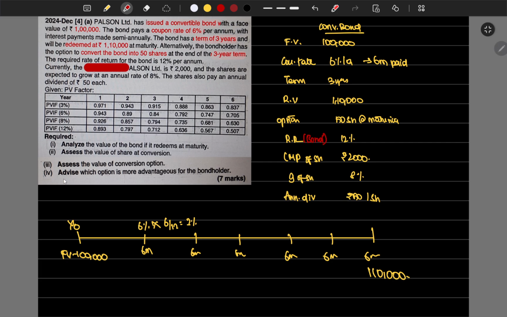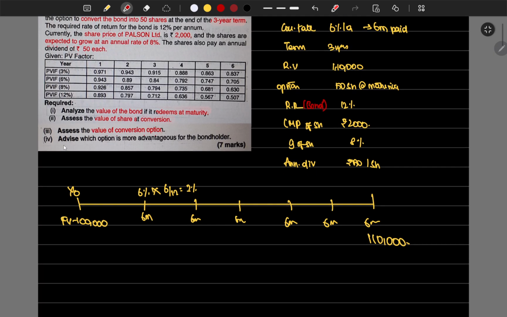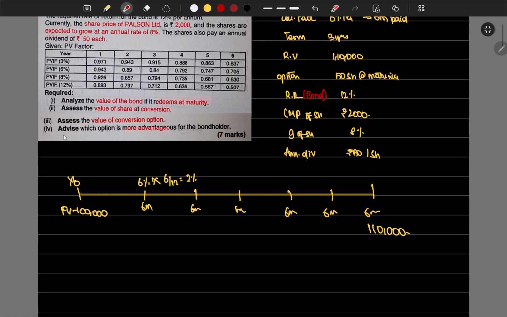For that they have given the share price of Paulson Limited, which is 2000. Currently the shares are expected to grow at an 8% rate, and the dividend also they have given. With the PV factors, they have asked us to find the value of the bond redeemed at maturity, the value of the share at conversion, and the value of the conversion option. Whichever is advantageous we have to find. Let's quickly start solving the problem.